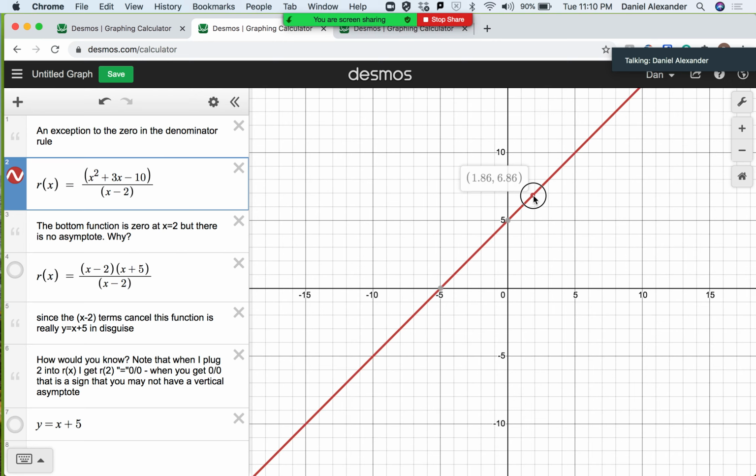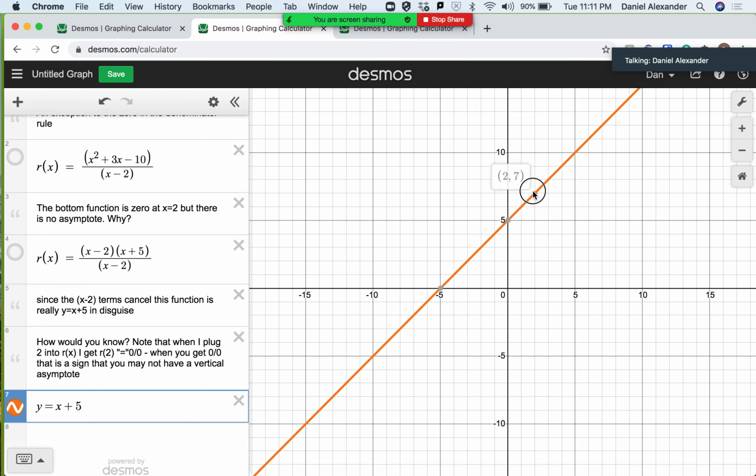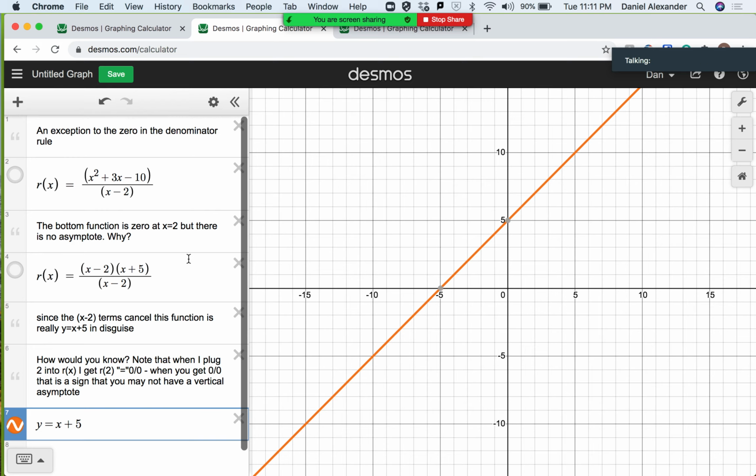So I'm going to look at the graph of R of x, and look what happens when I get to 2. Finally get to 2, undefined. So technically, 2 is not in the domain of R of x. When I look at y equals x plus 5, that doesn't happen. If I go to where x is equal to 2, I get the point that should be there, (2, 7). So the only difference between R of x and y equals x plus 5 is that R of x doesn't exist at x equals 2. Otherwise, it's the same as x plus 5. So how did I know that? I plugged in x equals 2, and I got 0 over 0, and then I graphed the function.